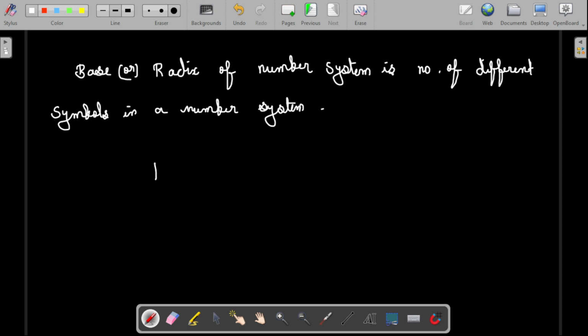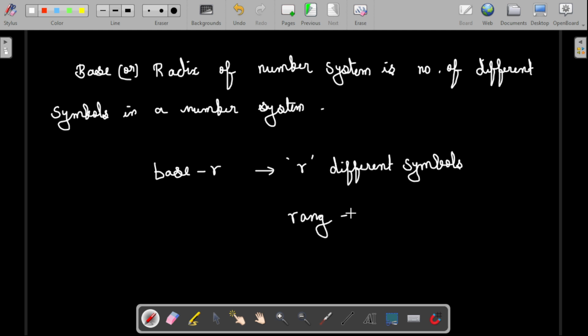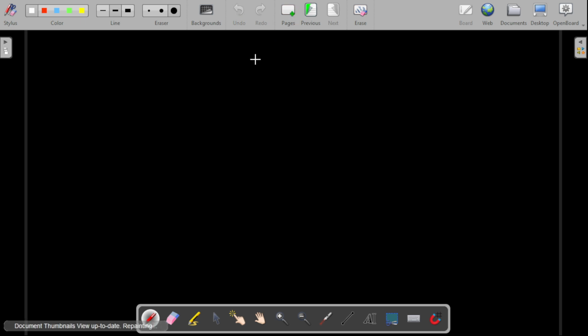For example, if you have a base r, then there will be r different symbols. Here r is an algebraic symbol. The range will be from 0 to r minus 1, r unique characters or different symbols. Any number can be represented with these r symbols by multiplying each with its position. That is how we will be doing it, and we will cover that in detail in this lecture itself.